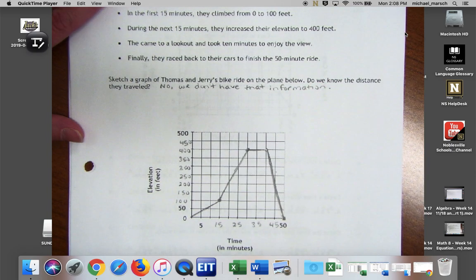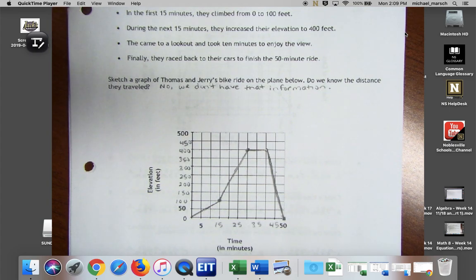Right, that would be a different graph. I drew a man jumping on a trampoline. Okay. Oh, I forgot to draw the face.